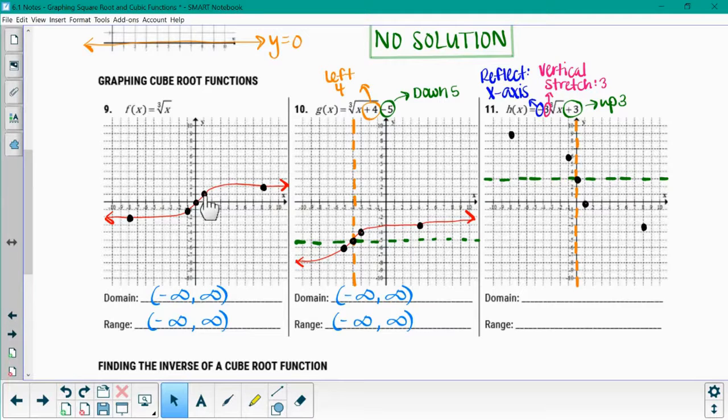Now, a reflection across the x-axis is going to cause this point to go down instead of up, and we're going to multiply it by 3. So now I'm not just going to go right 1, up 1. I'm going to go right 1, down 3. And then same thing on the other side. I'm going to go left 1, up 3, because normally I would be going down. And then I'm going to come out 8 units, and instead of going down 2, I'm now going down 6. Same thing on the other side. I'm going out 8 units, up 6. And I'm going to connect my dots. And again, domain and range are both negative infinity to positive infinity.